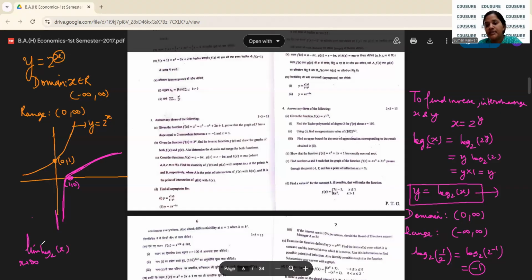You can note that the limit as x tends to infinity of log₂x: as x becomes larger and larger, log₂x becomes very large. So the limit as x tends to infinity of log x is infinity. And similarly, you can see that x is always going to be greater than 0. Okay. So between 0 and 1, it is going to take negative values. So this is the complete solution.